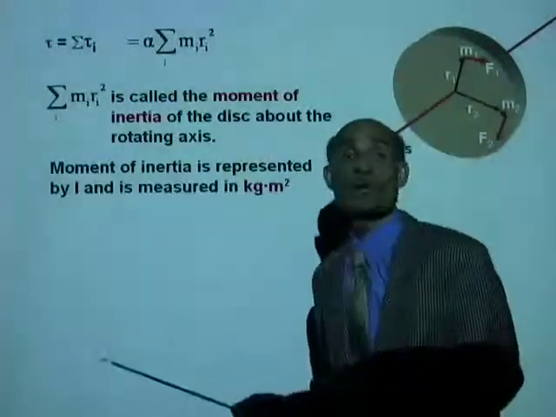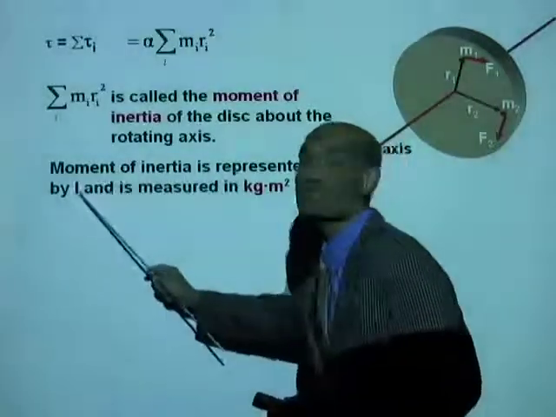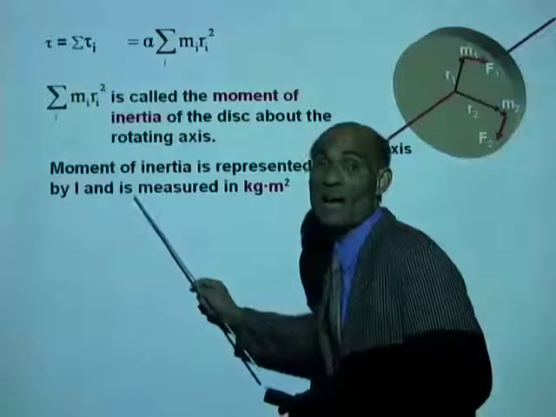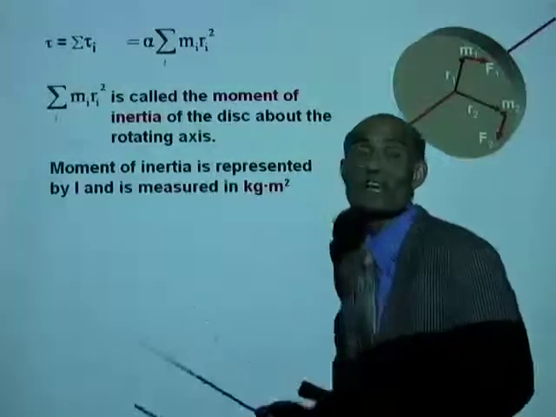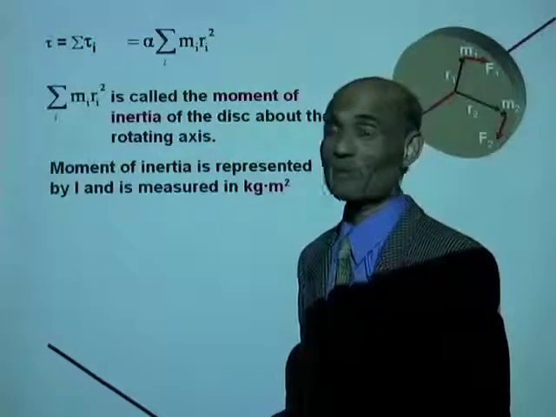What is the unit for moment of inertia? Moment of inertia is represented by I and is measured in kilogram meter per second squared.